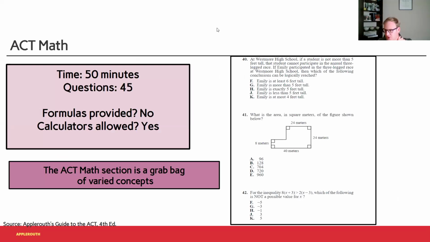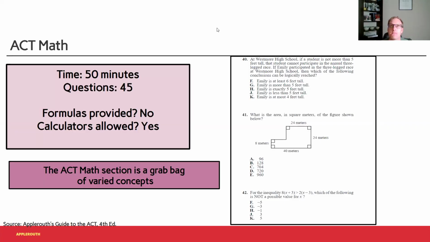50 minutes for 45 questions, and they start off easier, they get harder as we go. They do test geometry, but do not provide the formulas that the SAT provides. They do allow your calculator, and somebody mentioned this in the question and answer, that the online version of the ACT offers the built-in Desmos graphing calculator, which is huge. I mean, it's a game-changing, absolute cheat code. The Desmos calculator allows you to graph parabolas, and for 42 here, we could definitely do that on Desmos.